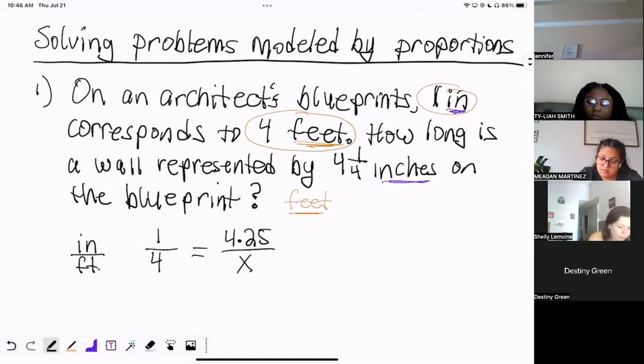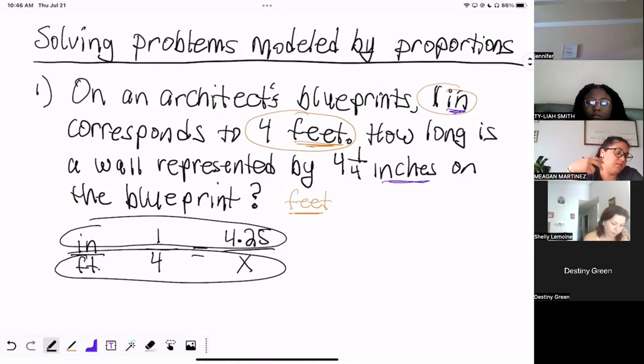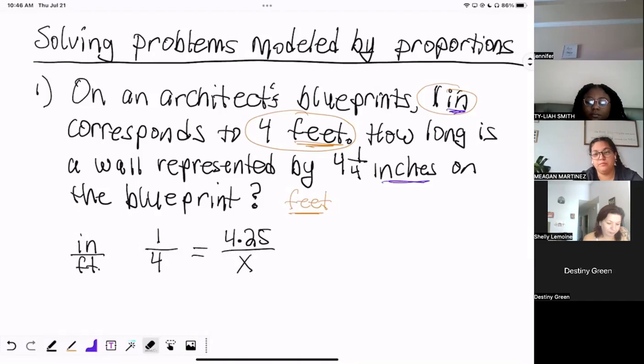Notice how all my inches are on top and all my feet are on the bottom. That's how you do a proportion. You put the same units at the top, the different units on the bottom, and then you can solve for the missing part. So I know 1 inch represents 4 feet. I want what 4.25 inches represents in feet, and I don't know what it is.